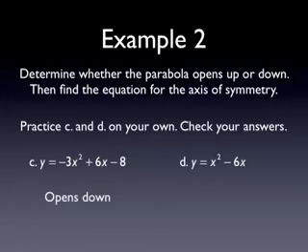Well, this parabola is going to open down. We know that because the x squared value has a negative 3 in front of it. And we also know that the axis of symmetry is going to have an equation of x equals positive 1. The second one is going to open up, and it's going to have an axis of symmetry of x equals 3.